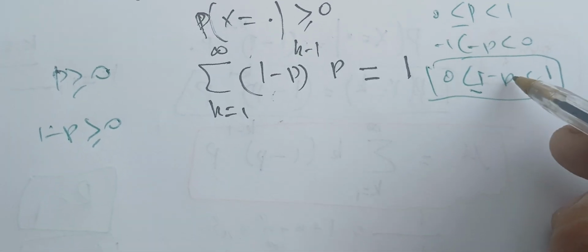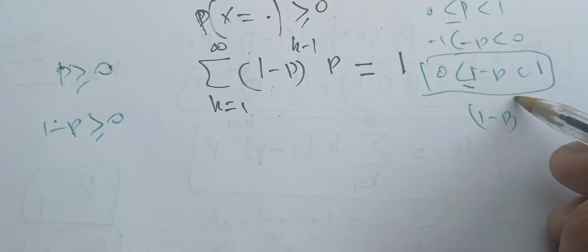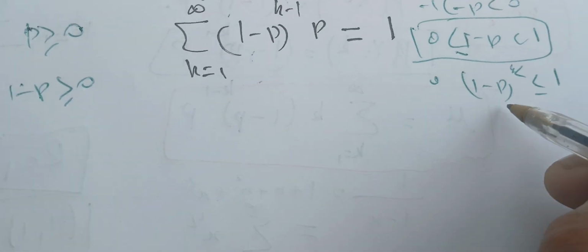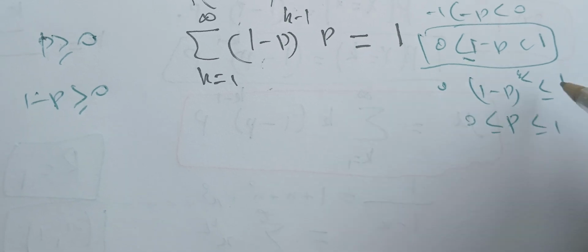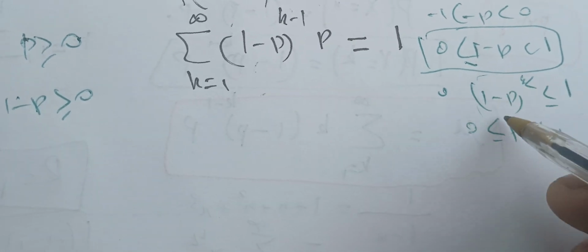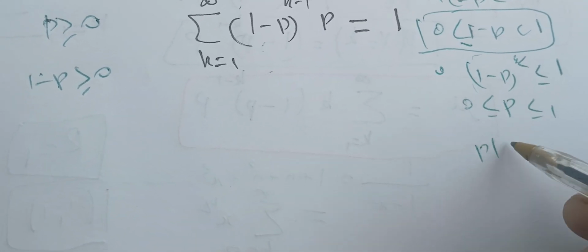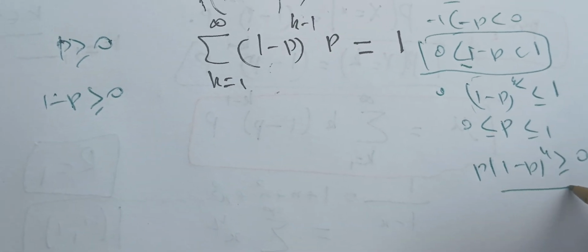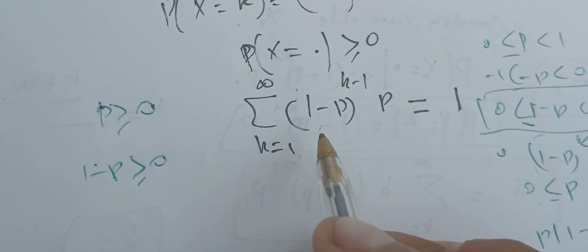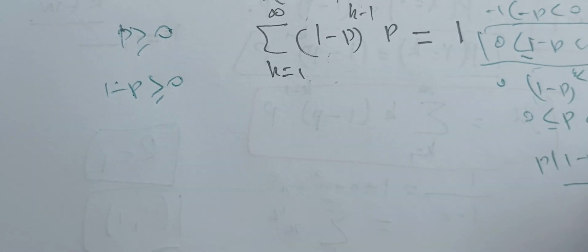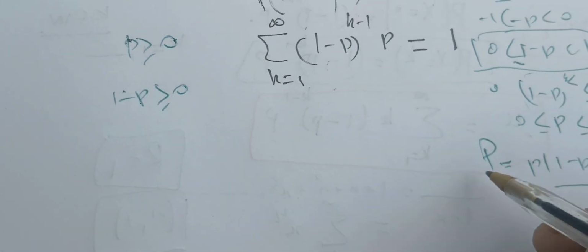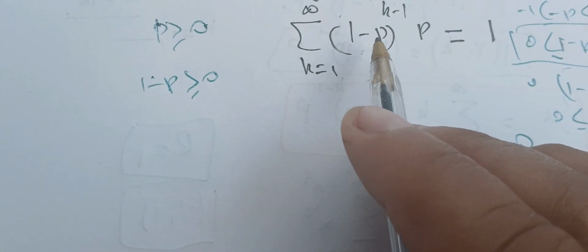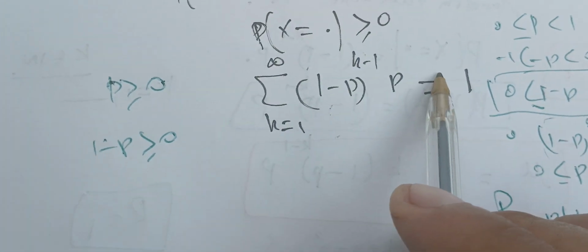So what I have is that (1 minus p) to the power k is between 0 and 1 to the power k, which is 1, and p is between 0 and 1, and therefore when I do the multiplication, I still have p times (1 minus p) to the power k minus 1 is bigger than 0. So I verified the first condition. So P bigger than 0 means the probability mass function is bigger than 0. Now I can show that this sum is 1.